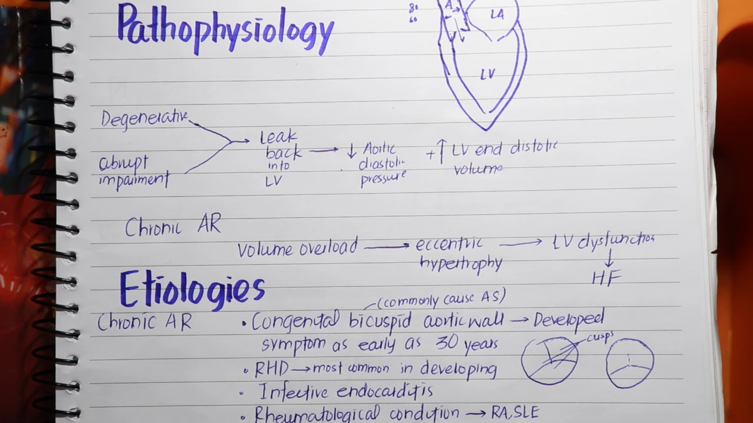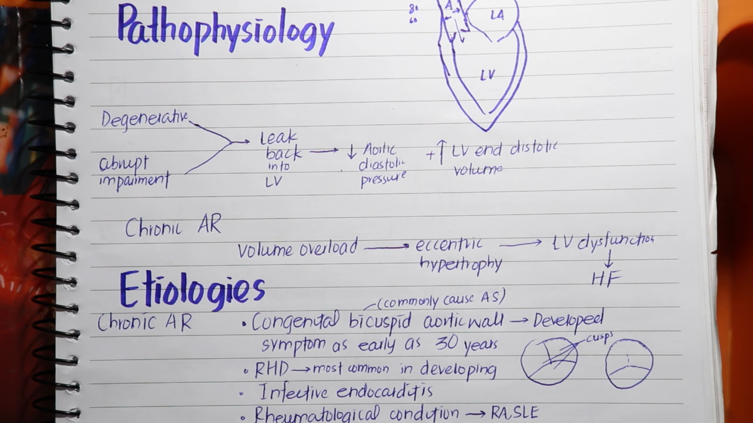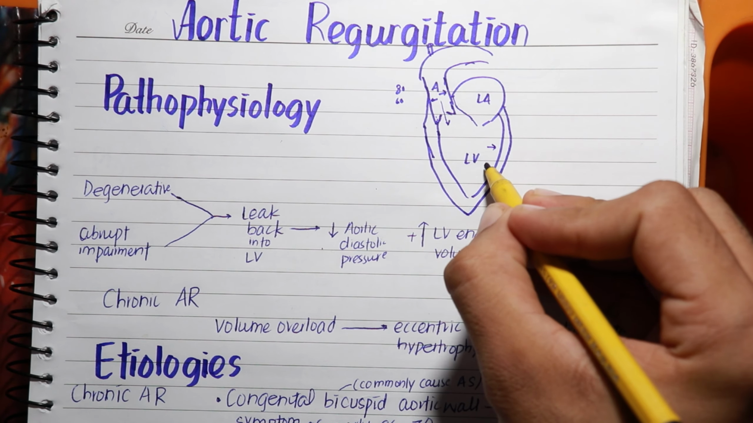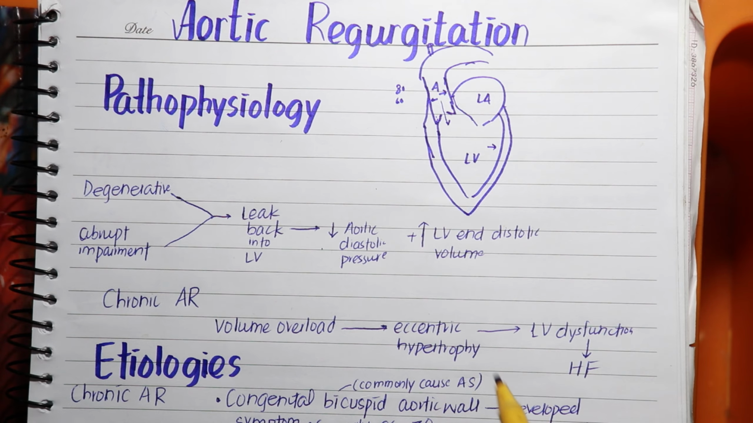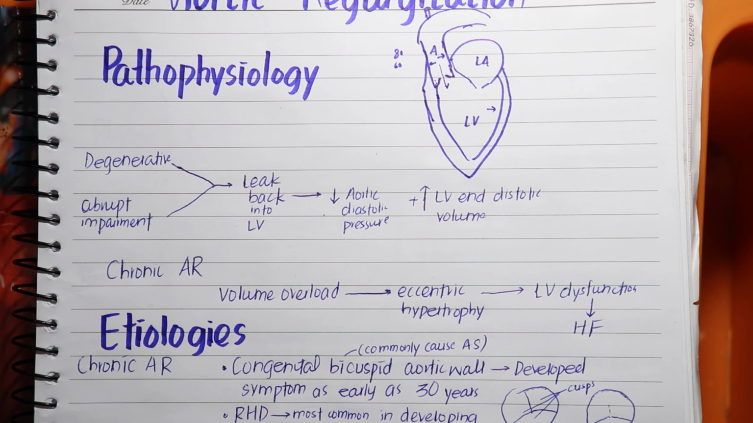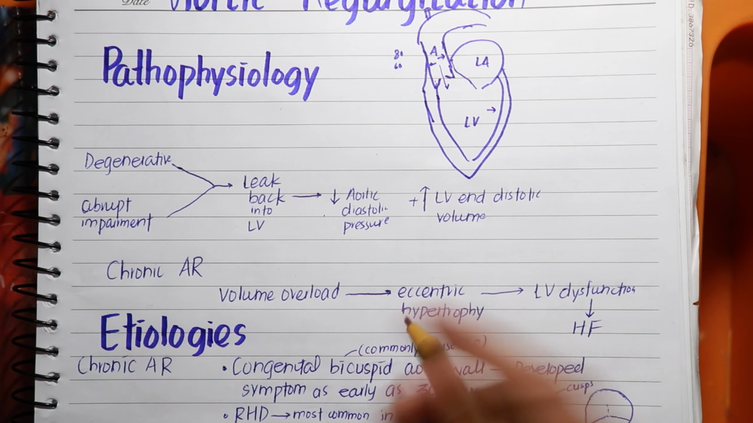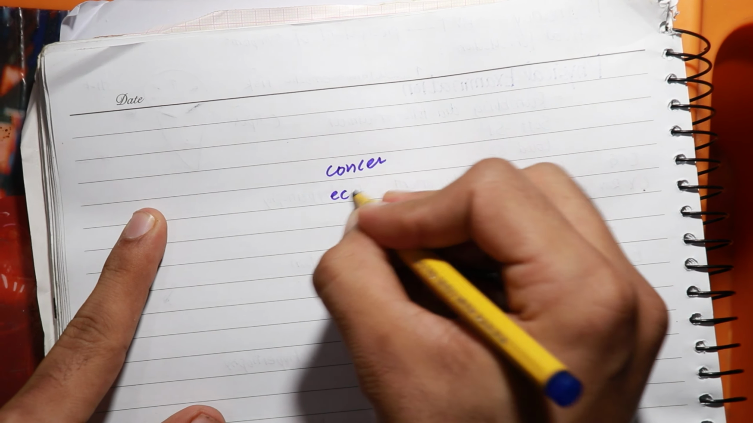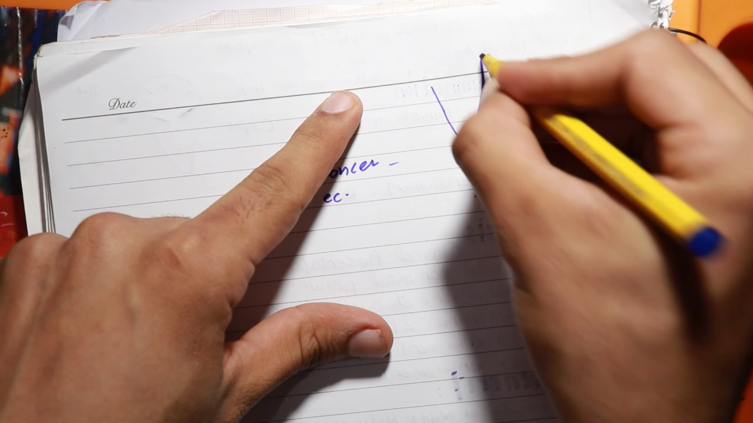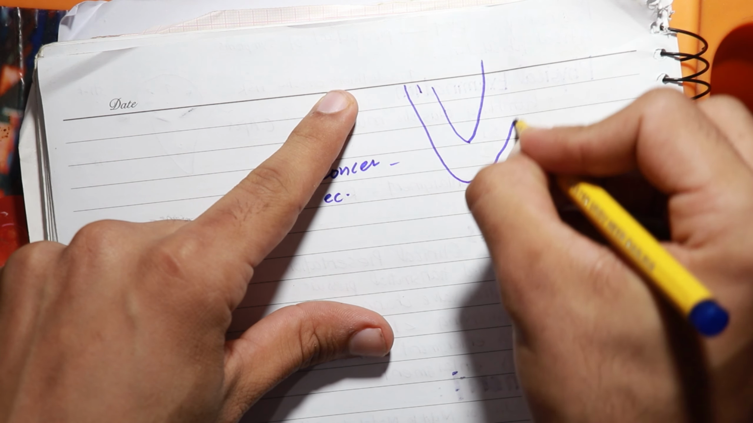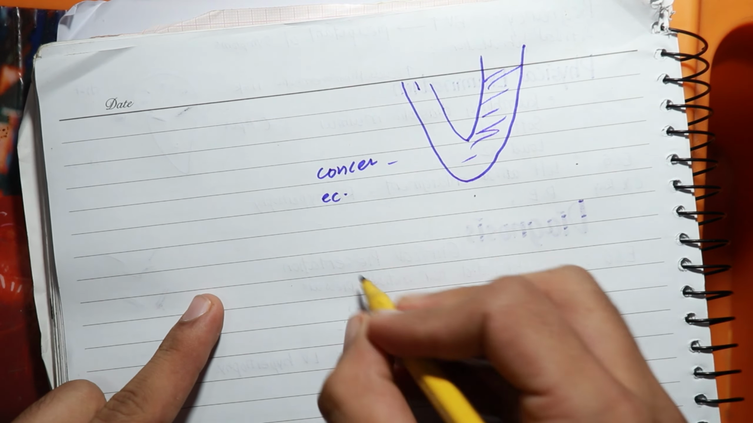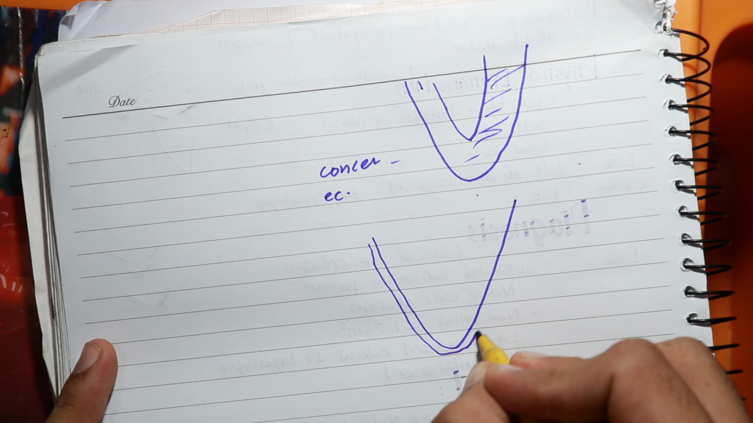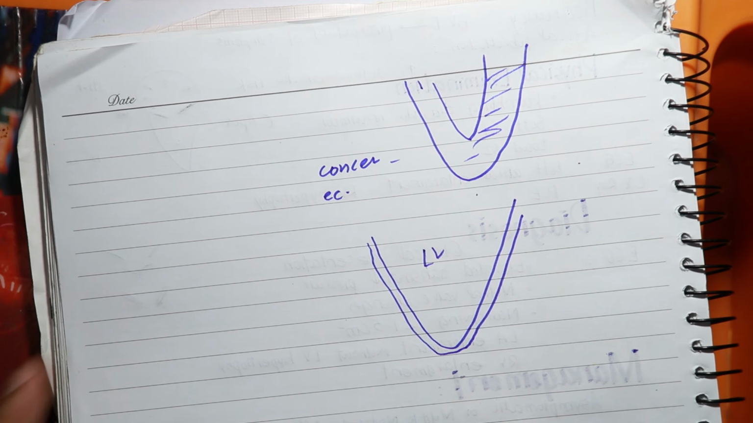So in chronic aortic regurgitation, there is volume overload. When this happens for years and years, there is continuous volume overload, more volume in the left ventricle. This causes eccentric hypertrophy. Hypertrophy is actually of two types. The one is concentric hypertrophy and the second one is eccentric. In concentric, suppose this is the left ventricle, its muscle mass is increased, like this one. But in eccentric hypertrophy, normally the size is increased but muscle mass is decreased, like this one. The volume of the left ventricle is increased.